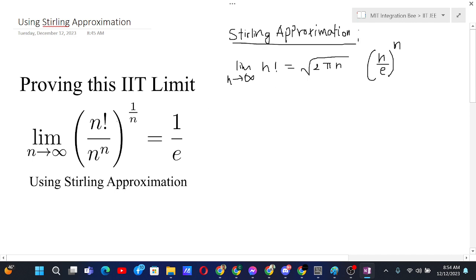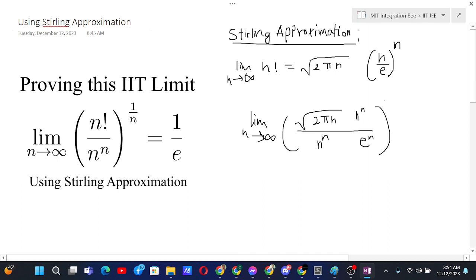Now for this limit as well, we can use Stirling approximation to approximate n factorial. And that gives us limit n tends to infinity, n factorial is root 2 pi n, and then n to the power n by e to the power n. We also have n to the power n in the denominator in the question itself, 1 by n. Now this cancels out. And then we have limit n tends to infinity of 2 pi to the power 1 by 2n, n to the power 1 by 2n, and then 1 by e.